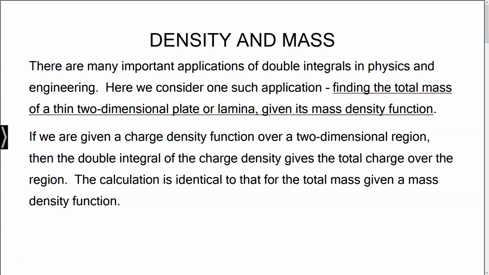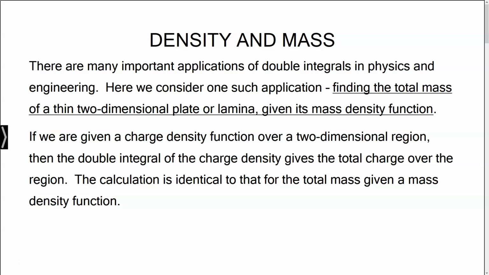Right, we're going to do some applications of double integrals now before we go on to triple integrals. There's really two main applications we're going to look at. First, we're going to look at density and mass, moments, and center of mass. And we're also going to look at surface area. So the next two videos are going to be over density and mass and moments and center of mass.